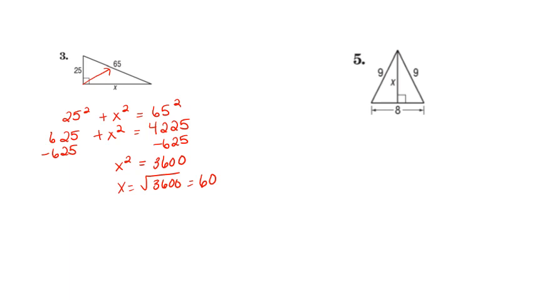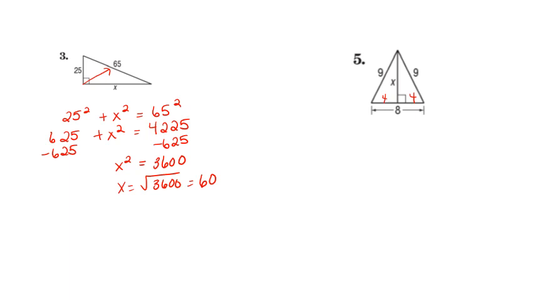I want to do one more example, and it's further down the sheet. If you look at number 5, it's a little bit different, so I want to talk about that. We have a triangle here. It's isosceles because 9 and 9 are the same. If we draw a line from that vertex down, it's going to end up splitting that opposite side in half. So I know that this is going to be 4 and this is going to be 4.